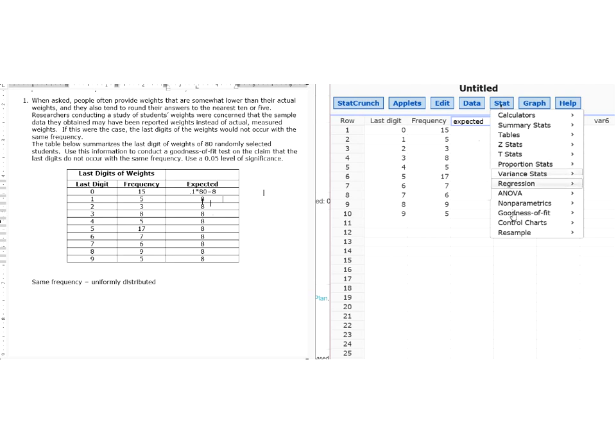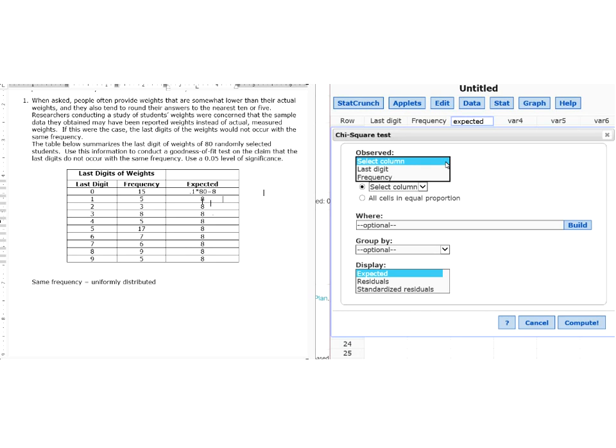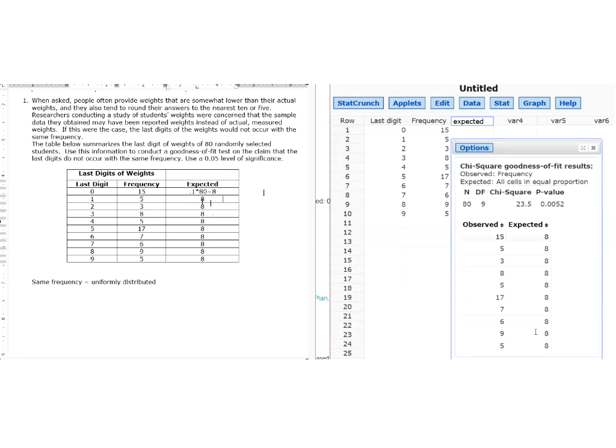So if we go to Stat and goodness of fit and chi-square test, then it wants to know where our observed values are. So that would be the frequency column. And then here's where we can tell it we expect all cells to be in equal proportion. So there's the shortcut for that one. And then we would just do compute, and it will actually give you what those expected values are.